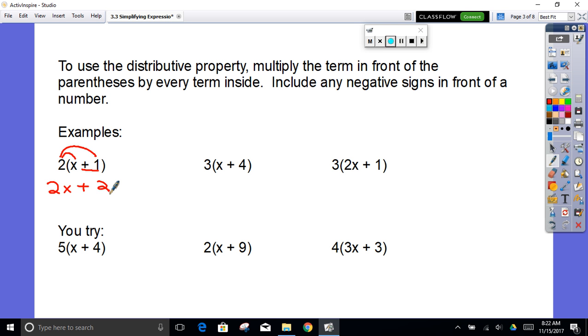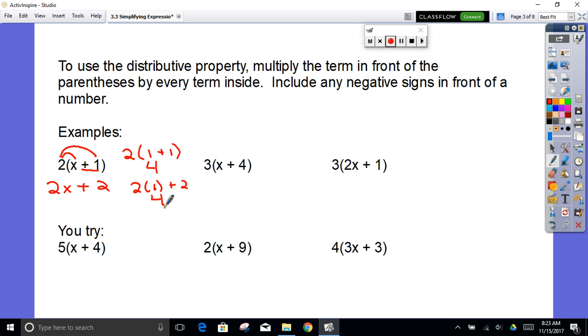We could check that by using a number. Let's let x equal 1. If x were to equal 1, we'd have 2 times 1 plus 1. If we follow order of operations, we do what's inside the parentheses. 1 plus 1 is 2, and 2 times 2 is 4. If we let x be 1 for our simplified version, we have 2 times 1 plus 2. 2 times 1 is 2. 2 plus 2 is 4. So if you're ever not sure you've simplified something correctly, you can always check by substituting a number in.